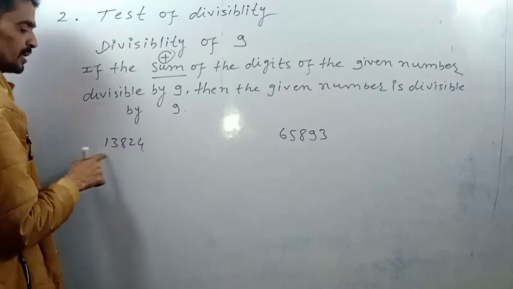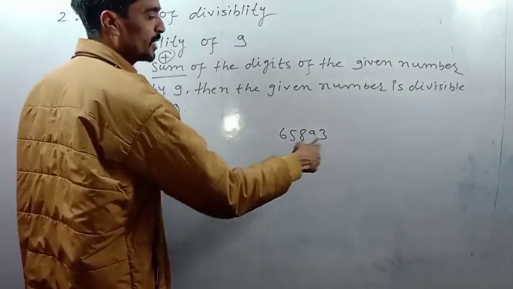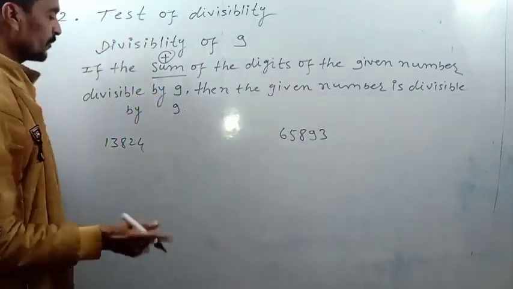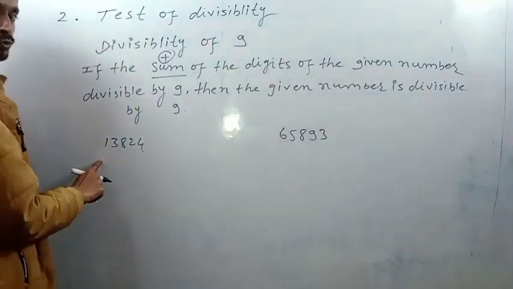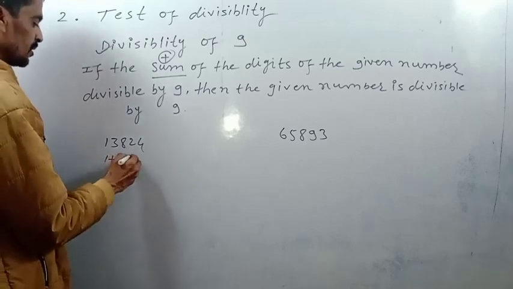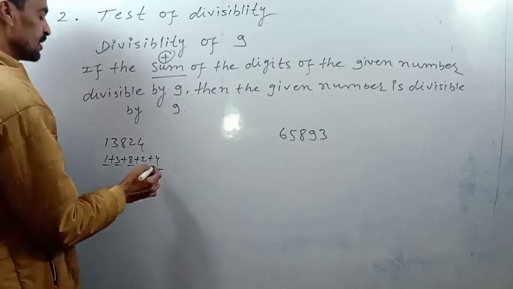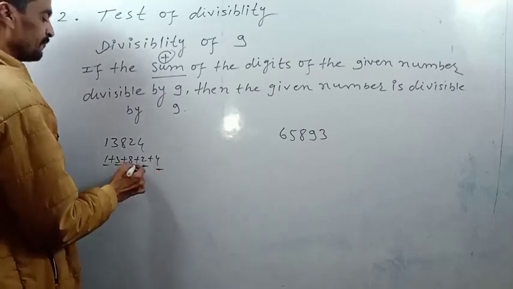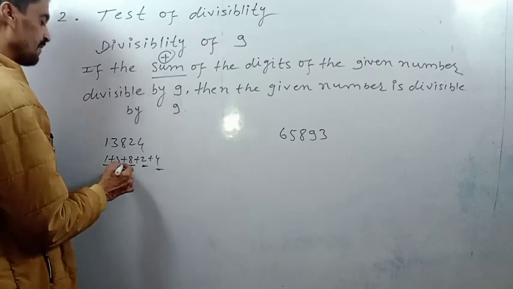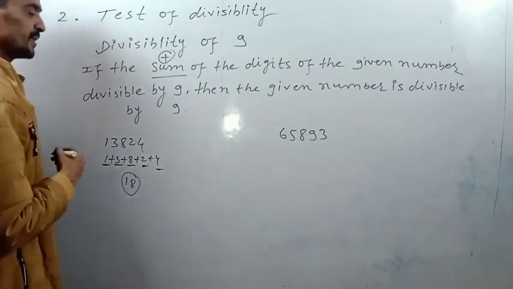First of all, here we have the number 13,824,65,893. First of all, we have to do the sum. 1 plus 3 plus 8 plus 2 plus 4 is 6, 8, 14. 14 and 3, 17, and 1, 18. So here the sum is 18.